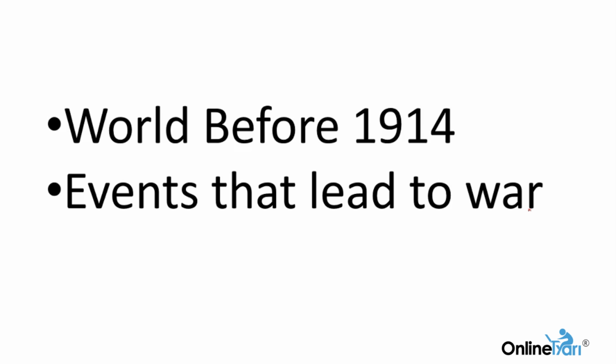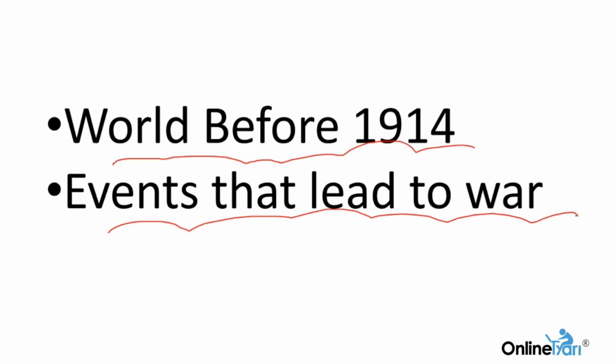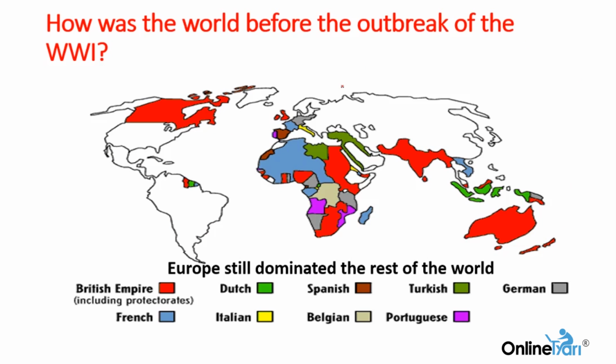As I told you, we are going to cover only 2 aspects: the world before 1914, because you need to have a basic understanding of the world system at that time, and second, events that led to the war. I have included some major events that you will easily understand, and it is also very crucial to understand why World War started. So let's start with how was the world before the outbreak of the First World War.